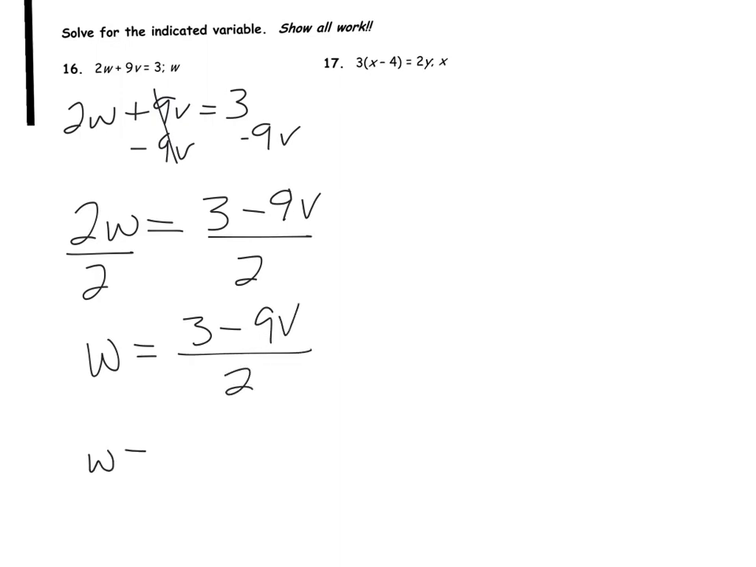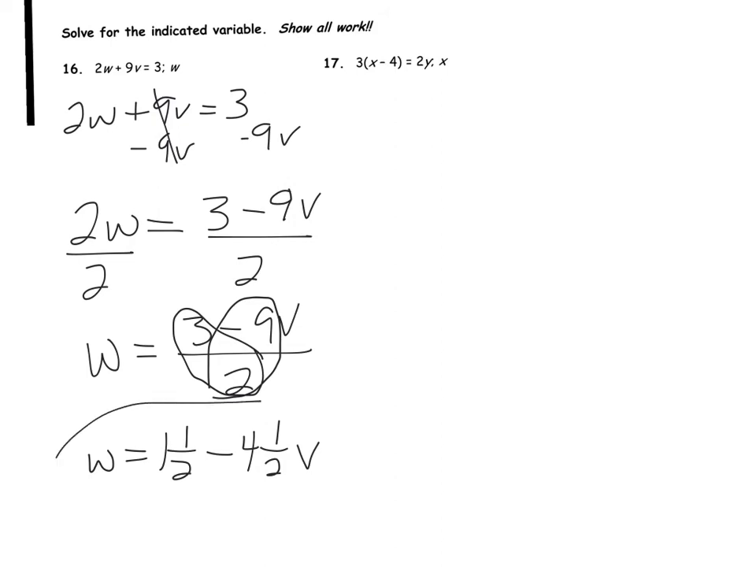Now, to get the final answer, I'm going to do the pretzel method. 3 over 2 is the same as 1.5. And then negative 9 divided by 2 would be a negative 4.5v. And that would be your final answer for number 16.